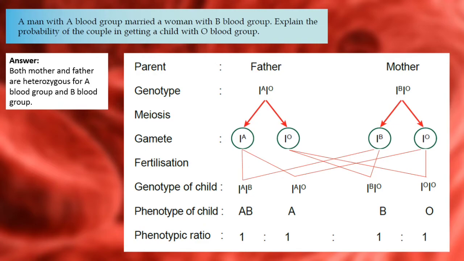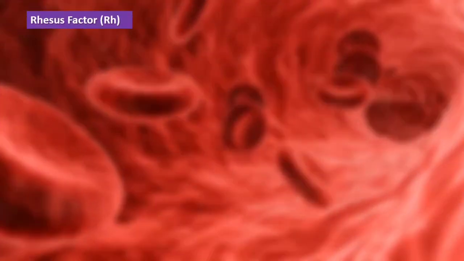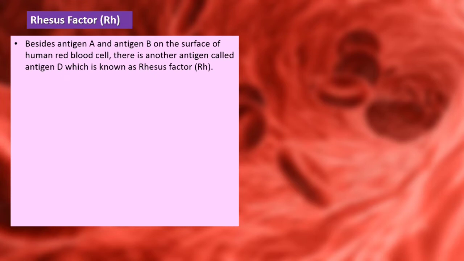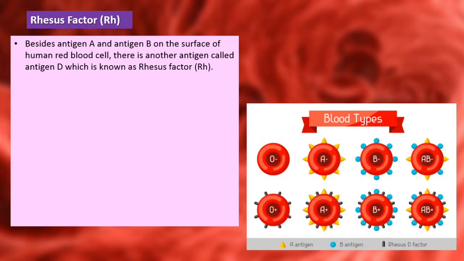Okay, another blood group is called Rhesus factor. Besides antigen A and antigen B, which we have learned previously, there is another antigen called antigen D, known as Rhesus factor. We can see here, this is the antigen, the Rhesus D factor. So the Rhesus factor is called antigen D.